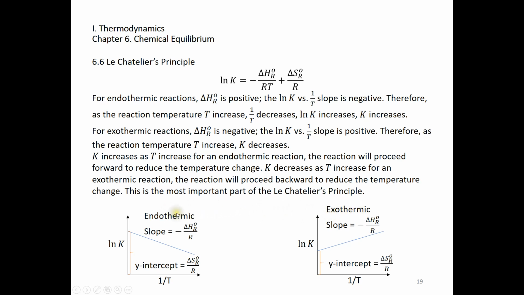For endothermic reactions, the standard enthalpy of reaction is positive, and then the slope is negative. The slope is negative standard enthalpy of reaction over R, so the slope should be negative.